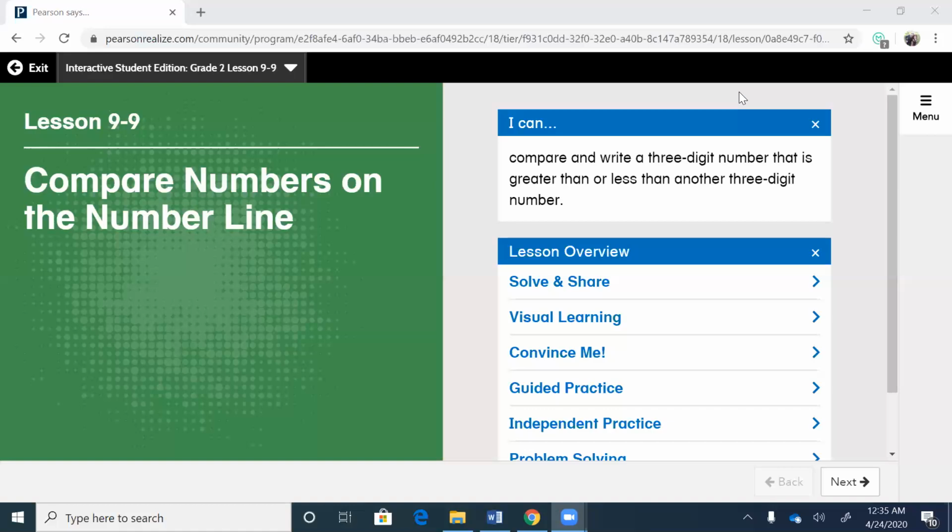All right, everyone. Today is lesson 9-9, compare numbers on the number line. I can compare and write a 3-digit number that is greater than or less than another 3-digit number. Let's get started.